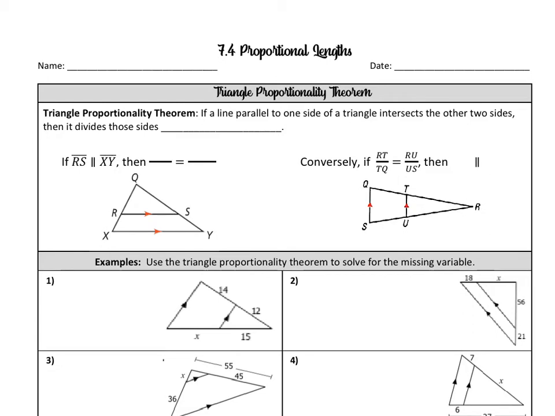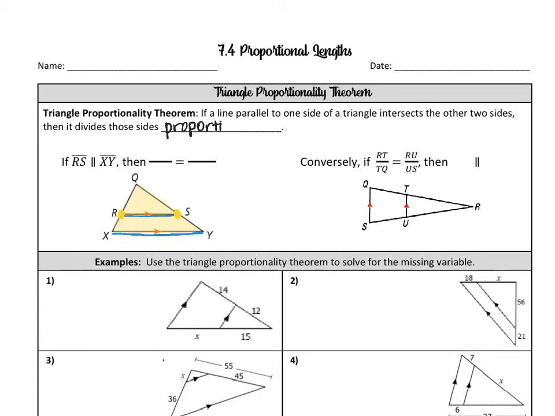So the Triangle Proportionality Theorem says that if you have a triangle, such as our large triangle QXY, and you've got a line that's parallel to one side of that triangle, so that line RS is parallel to the bottom side of our triangle QXY. And if that line RS that's parallel to XY is intersecting the other two sides of the triangle, so intersecting side QX and side QY, then it's going to divide those sides proportionally.